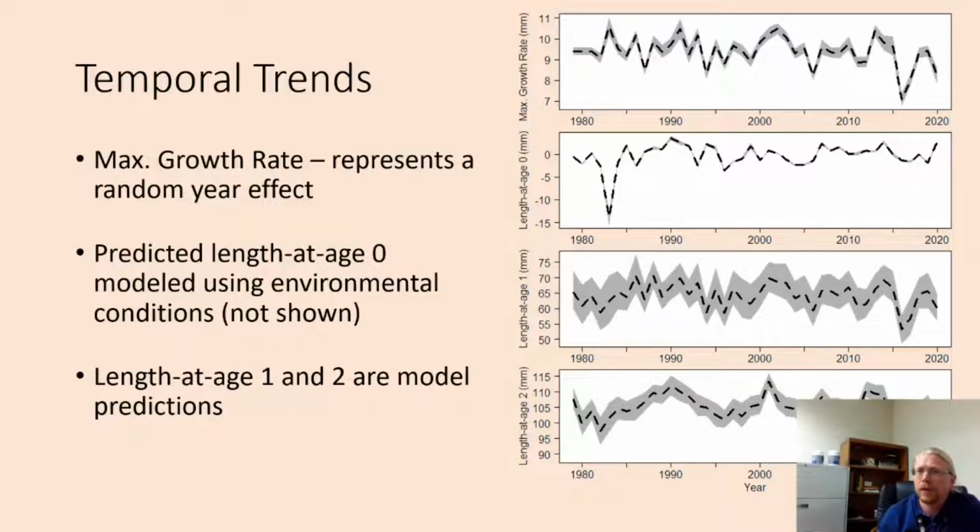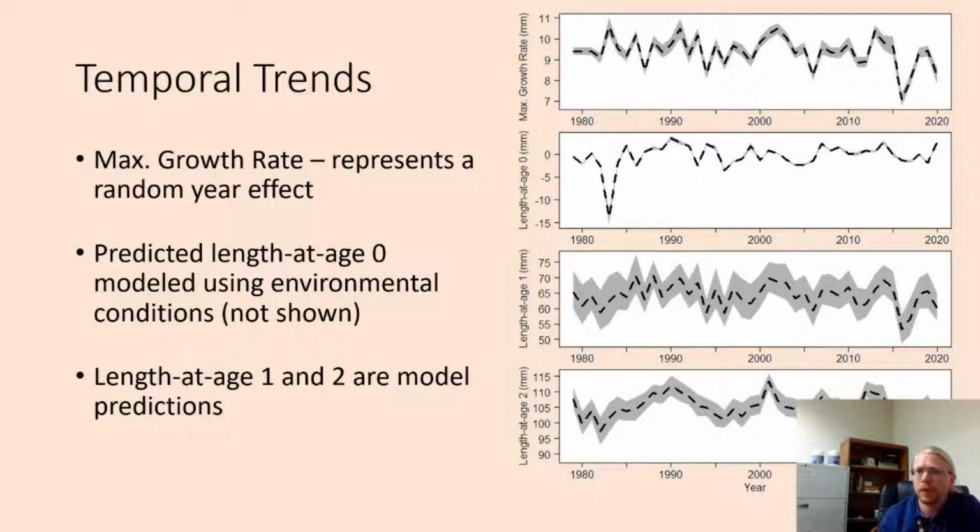And taking a look at this figure, we see that there is a pretty decent amount of variation from year to year, but we don't see any significant trends over time. It's actually remaining relatively stable. Taking a step down to length at age 0, we see a similar pattern where we have a pretty decent amount of variation year to year, but it's remaining relatively constant.